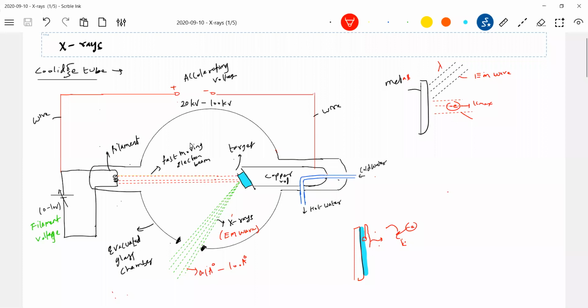So what is the basic idea of this? Fast moving electrons strike a target, and X-rays are produced. A photographic plate blocks a certain amount of light, and it will form an image.